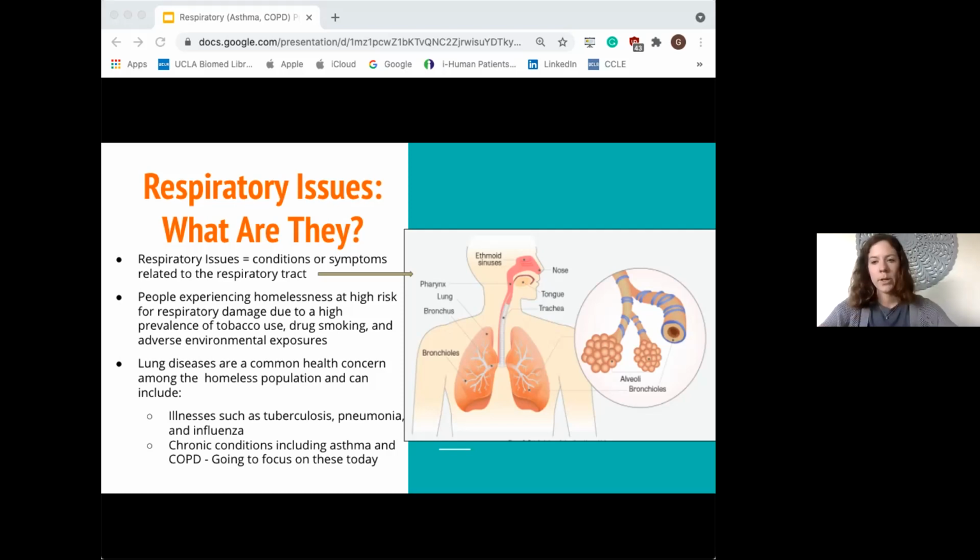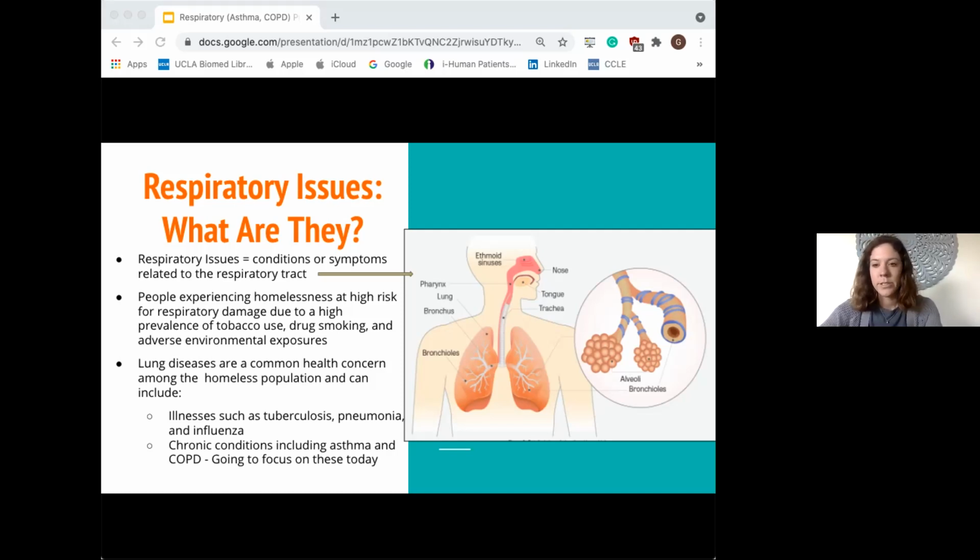People experiencing homelessness are at a high risk for respiratory damage due to high prevalence of tobacco use, drug smoking, and adverse environmental exposures. As you might suspect, lung diseases are a common health concern among the homeless population and can include illnesses such as tuberculosis, pneumonia, and influenza, as well as chronic conditions, including asthma and COPD. Today I'm just going to focus on asthma and COPD.